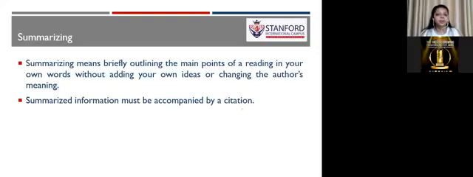Yes, you have to acknowledge the source. So this is what you mean by summarizing.